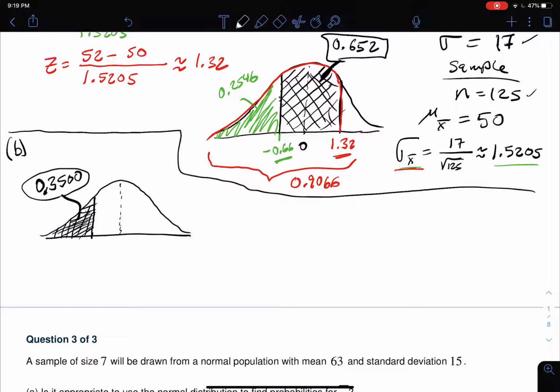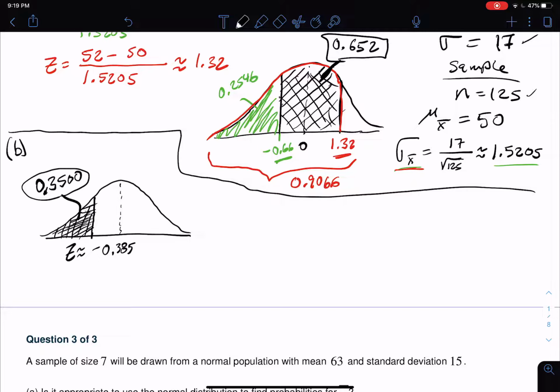When I looked it up on the Z table, it was somewhere between 0.38 and 0.39, I believe. So I said, let's say it's in between there. So it's going to be approximately negative 0.385. Now that's a Z-score, and I really wanted the X bar that's located there.